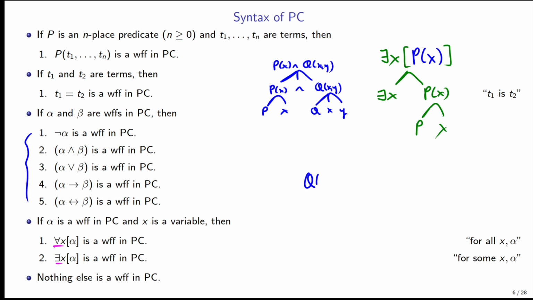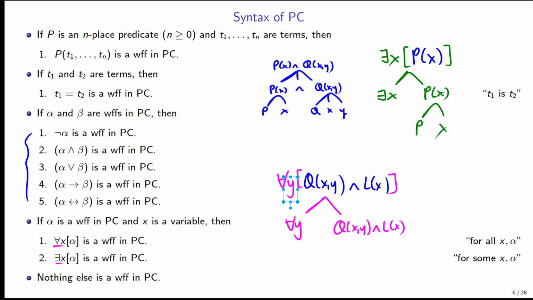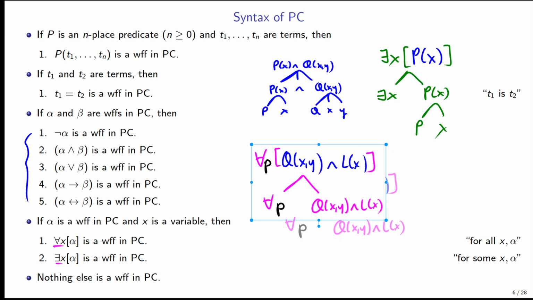Or if we have something like Qxy and Lx, just for example, we could do it with the universal. So we could do for all, and let's do y for this sake. We could do for all y, Qxy and Lx. And then we break this up into its two components, the quantifier and then whatever comes afterwards. And then that would split into further components. But we don't have to use a variable that's in our formula. We could have a totally different variable. So we could say, for instance, for all p, Qxy and Lx, split that up into for all p, Qxy and Lx, and this is also valid. And nothing else is a well-formed formula in predicate logic.